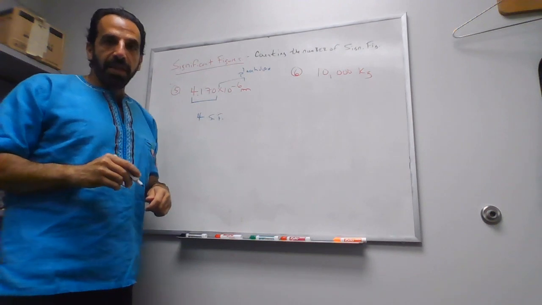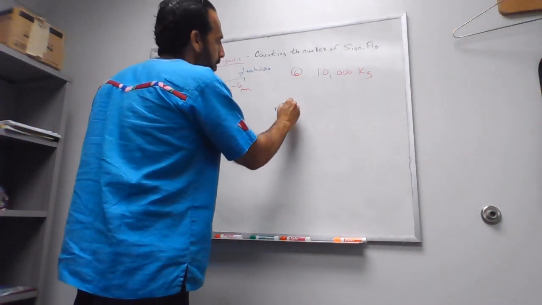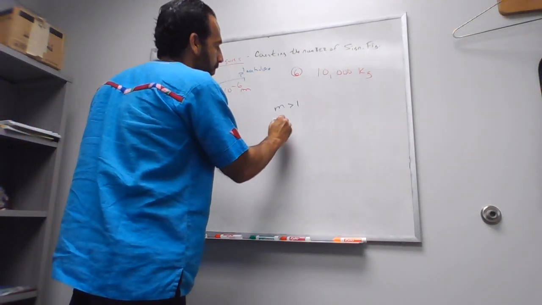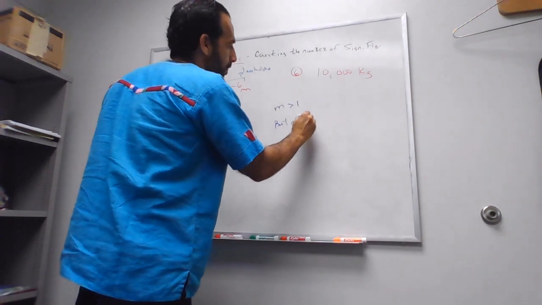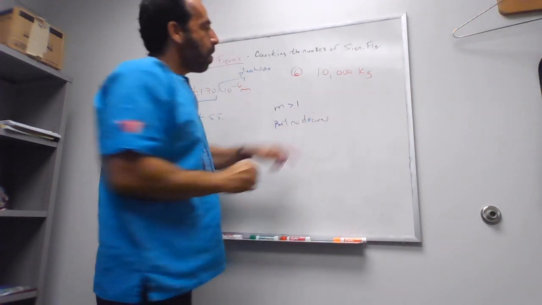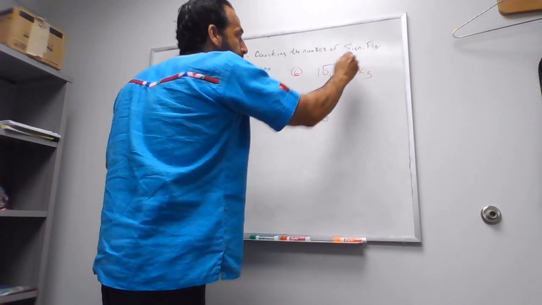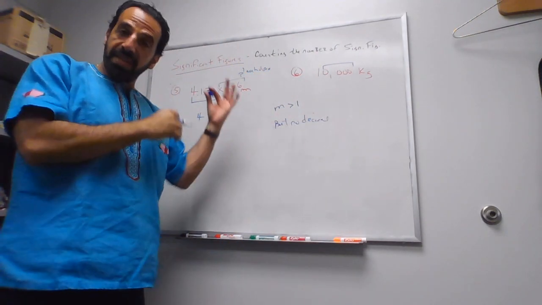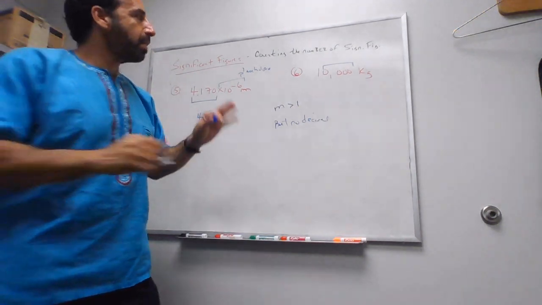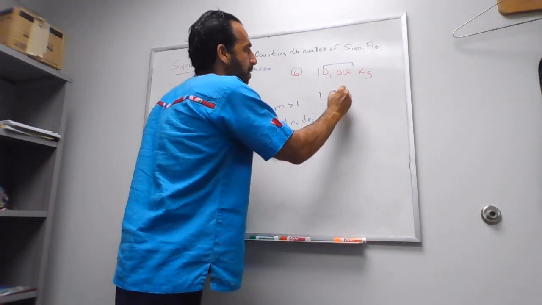Last one is 10,000 kilograms. Again, the measurement is greater than 1, but no decimal. So the last 4 zeros are not considered significant. Even though we need them, otherwise people think it's only 1 kilogram, but it's 10,000, they're not considered significant. So in this case, it's going to be 1 significant figure.